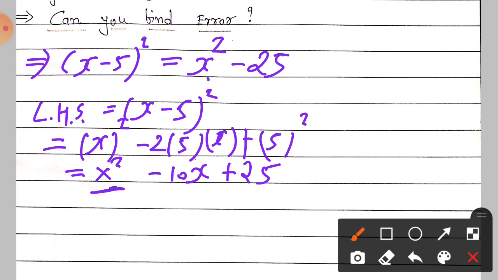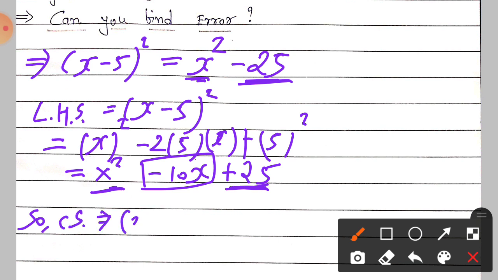x square is correct. That is not minus 25, that is plus 25, and the minus 10x step is remaining. So these are two errors. Let's recorrect it. So the correct statement: x minus 5 whole square is equal to x square minus 10x plus 25. This is your answer, correct. Now move on to the next question.